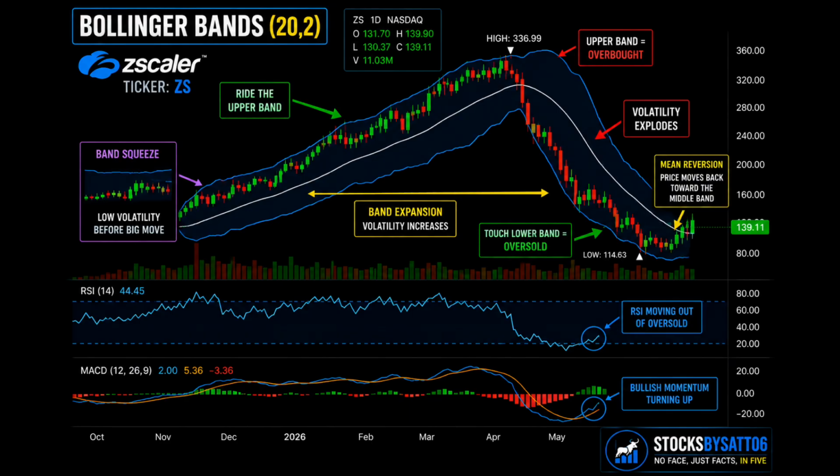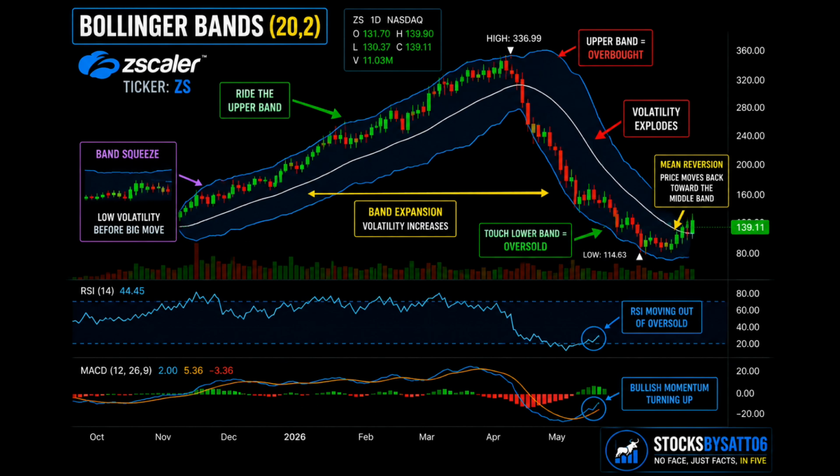Let's jump in. Bollinger Bands consist of 3 lines. The middle line is usually a 20-day moving average. The upper band sits above that average, and the lower band sits below it. Together, they create a range that helps traders understand how far a stock has moved from its normal trading behavior. Think of the bands as guardrails. When price moves toward the upper band, momentum is increasing. When price moves toward the lower band, selling pressure is increasing. The farther price gets from the middle band, the more stretched the stock becomes.